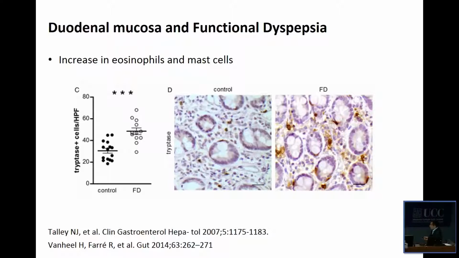In this slide, this is an example of increased mast cells infiltrating in duodenal mucosa. And also, you can see the significant difference in mast cells expressed as tryptase in histology in the patient with functional dyspepsia compared to control.